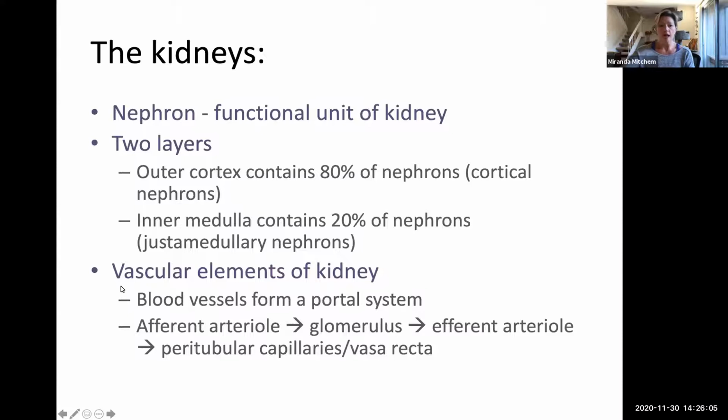The path of blood through the kidney comes in through the afferent arteriole. It then goes to a specialized area of the nephron called the glomerulus, and then it goes out through the efferent arteriole to the peritubular capillaries known as the vasa recta. So we have a dedicated portal system associated with each kidney.